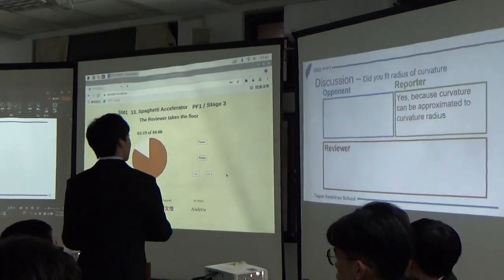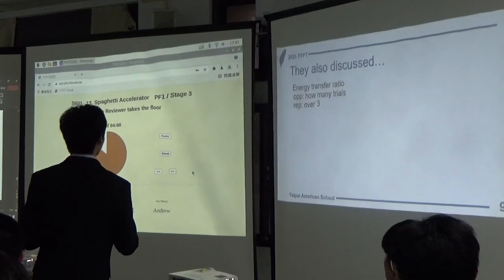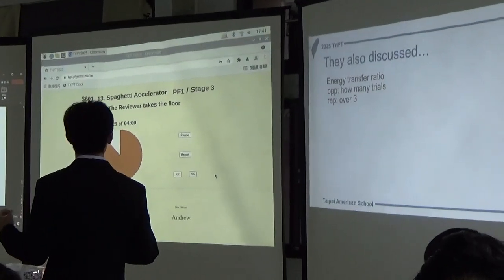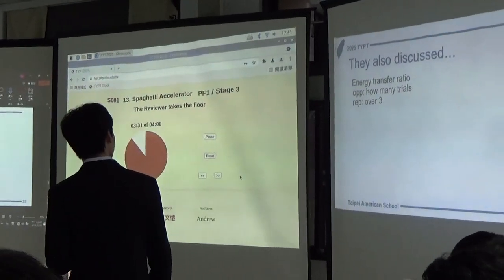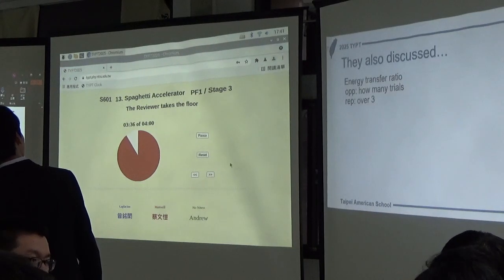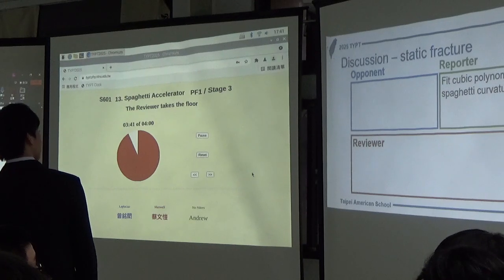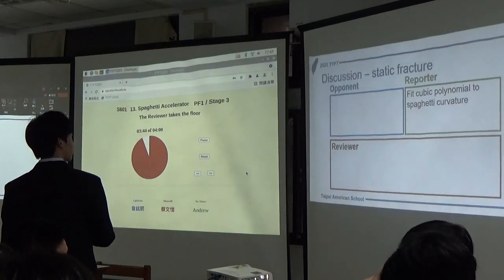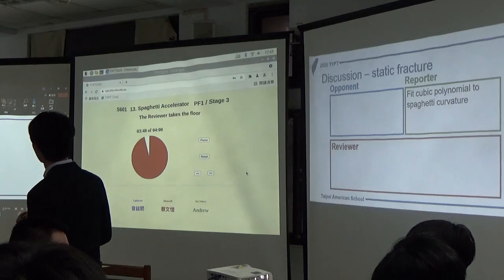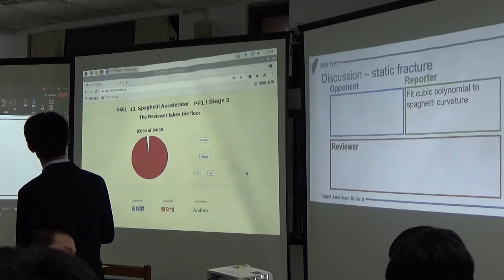And then they also discuss the energy transfer ratio, how many trials they used, and the reporters suggest over 3 trials. And then they also discuss the side factor part, where the reporters try to fit a cubic polynomial to the spaghetti's curvature, which I agree with because Euler-Bernoulli beam theory results in that.